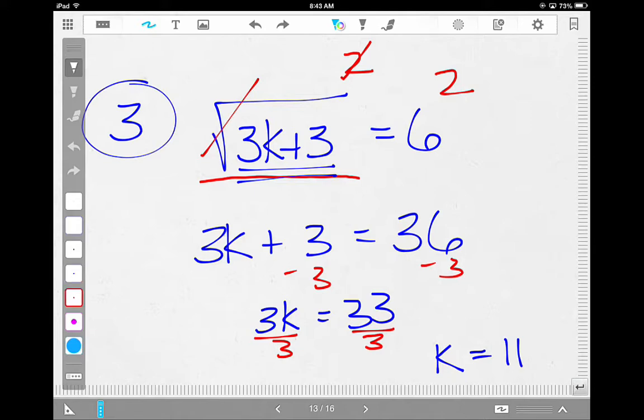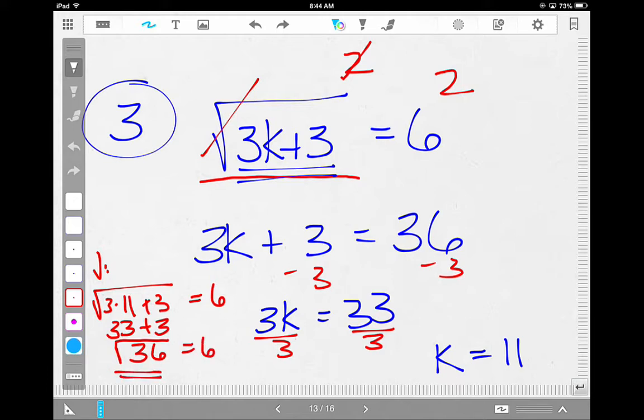Again, I should always double check, so I'm going to check and make sure: is the square root of 3 times 11 plus 3 going to give me 6 when I do the order of operations? 3 times 11 is 33. 33 plus 3 is 36, but remember, all of this was under a square root. The square root of 36 is 6. It checks. So my solution is k must be 11 to make this true.